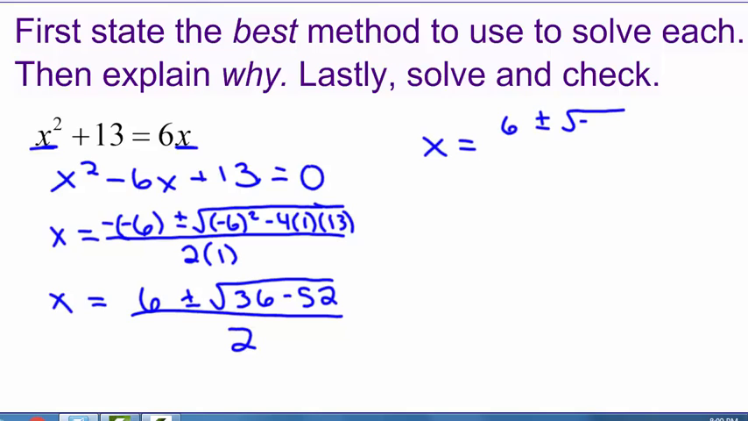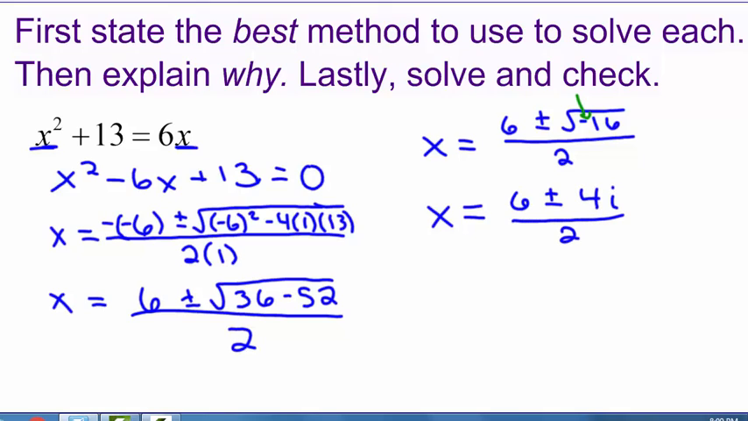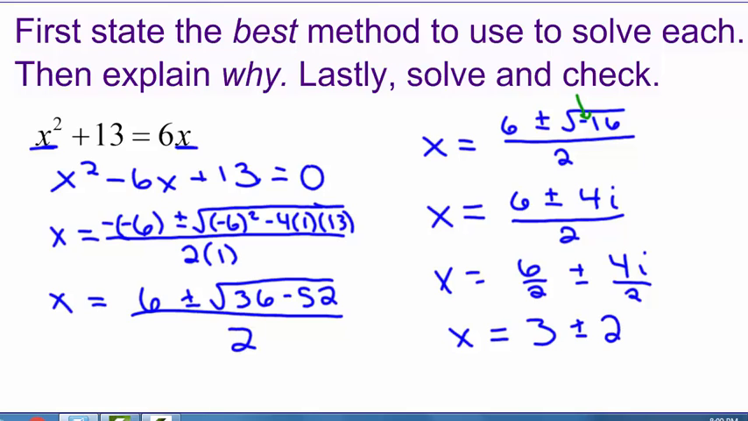6 plus or minus the square root of negative 16, all over 2. I look and I see, oh, the square root of a negative. I know the answers are non-real. I can still figure them out. The square root of negative 16, remember we broke that up into the square root of 16 times the square root of negative 1. That's 4i, and it's all over 2. So now I can split them up if I wanted to: 6 over 2 plus or minus 4i over 2, which gives me my final answer of x equals 3 plus or minus 2i.